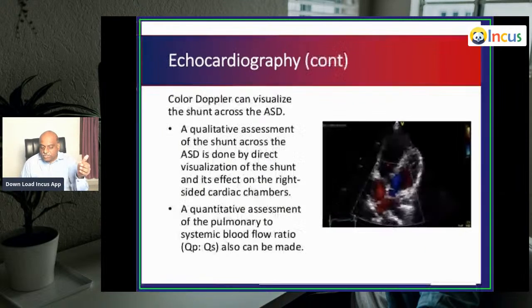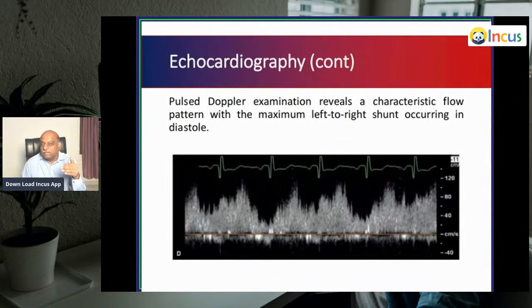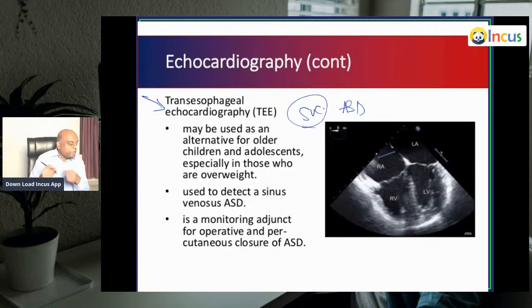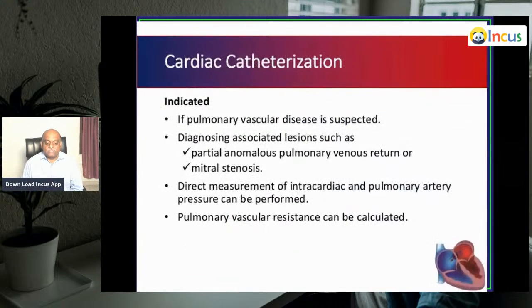So two-dimensional echo, color Doppler, pulsed Doppler, transesophageal echo, they're all essential investigations, especially if you want to identify the SVC type of ASD, then transesophageal echocardiography is required. Cardiac catheterization is indicated if you are suspecting any pulmonary vascular disease, so that you can calculate pulmonary vascular resistance.